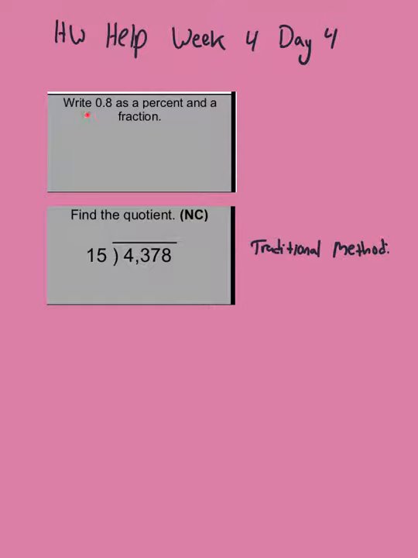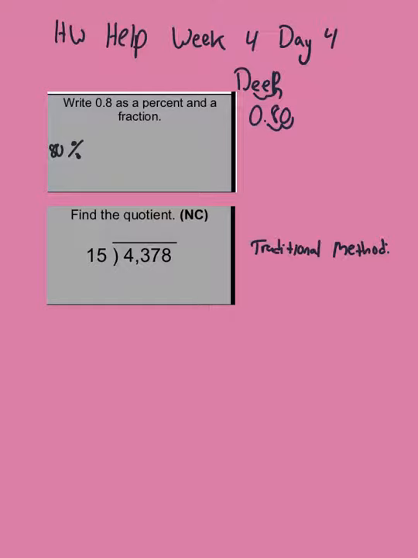the first problem. It says write 8/10 as a percent and a fraction. So remember to change any decimal to a percent. We're going to use our word deep. So we're going to take that decimal in 8/10 and we're going to move it twice to the right to make it a percent. So if you do that, the percent is 80%.